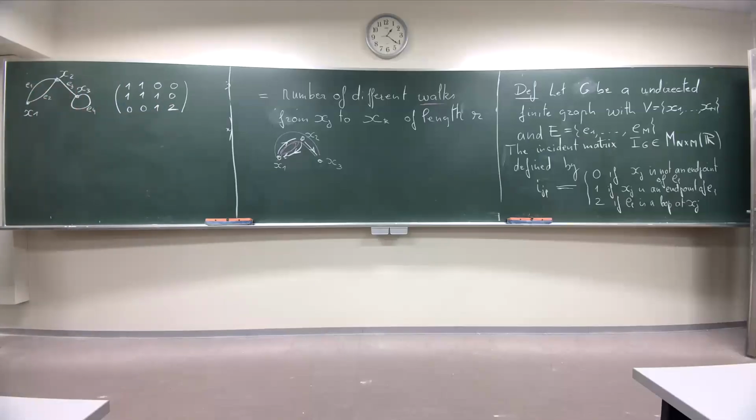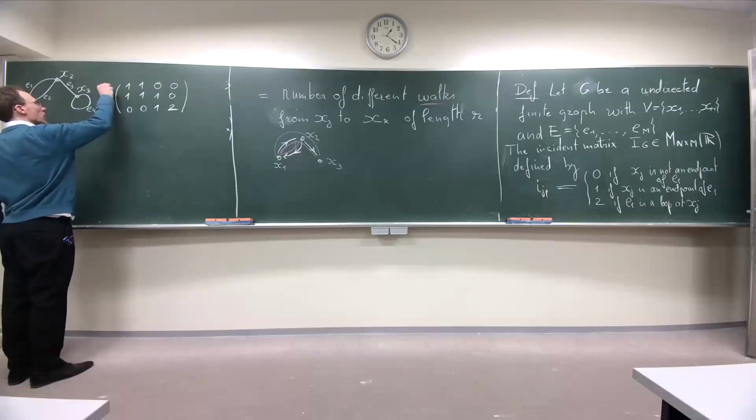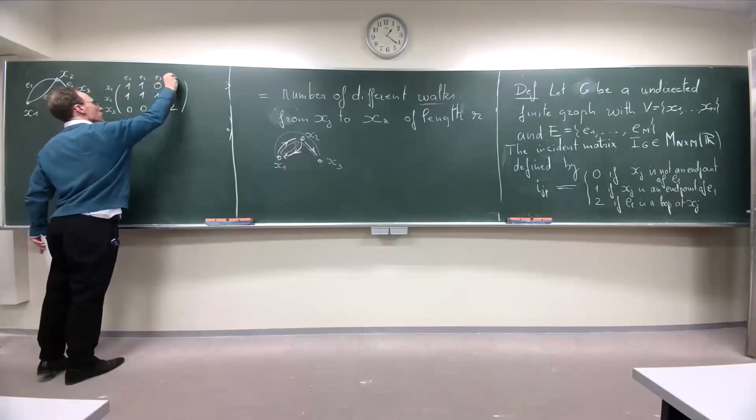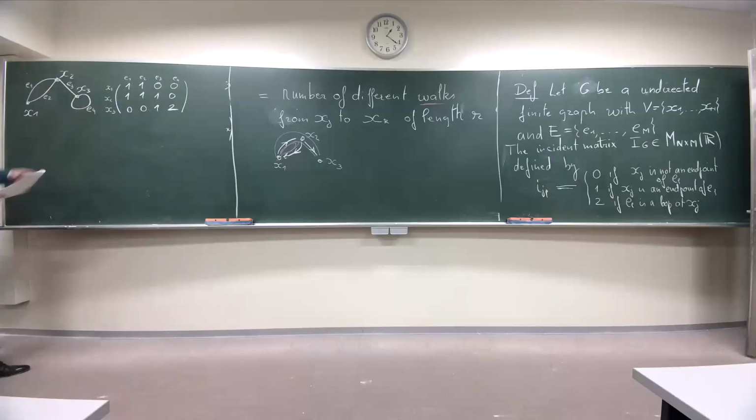I let you check that it's correct because here it corresponds to x1, x2, x3, while we have e1, e2, e3, e4. And indeed, x1 is the endpoint of e1 and of e2. This is this 2, 1. x2 is an endpoint of e1, e2, e3. That's why we have 3, 1. And x3 is an endpoint of E3 and 2 times E4 because it's a loop. It's a way to encode the same information.